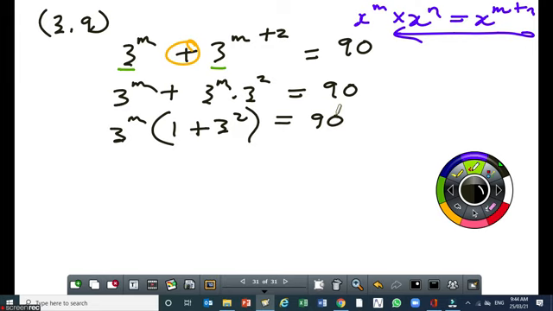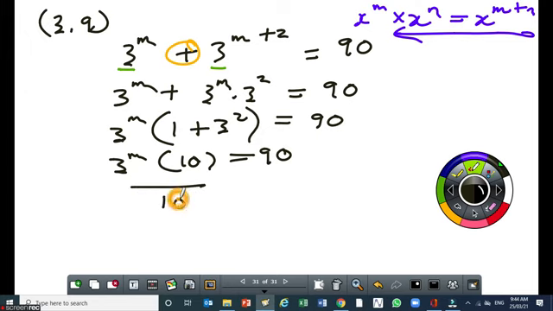The objective for this question is to isolate the term which has the unknown variable, and that term is 3 to the power of m. I've created the common factor and isolated it by factorization, then I can say 3 to the power of m times 10 is equal to 90, because 3 squared is 9, plus 1 gets 10. The next thing is obvious: you divide both sides by 10, and you end up having 3 to the power of m equal to 9.